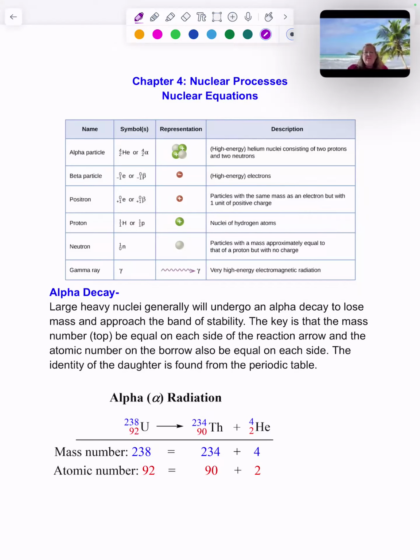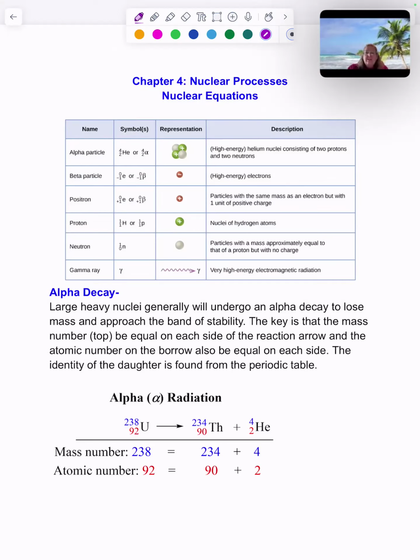So the first thing we're going to talk about is an alpha decay. In an alpha decay, we have a large, heavy nuclei. They're generally going to undergo an alpha decay because they need to lose mass to approach that band of stability. Remember, they want the neutron-proton ratio to be 1. Yes, we are giving human qualities to the atom. I know they don't really want anything. It's just a good way to think about it.